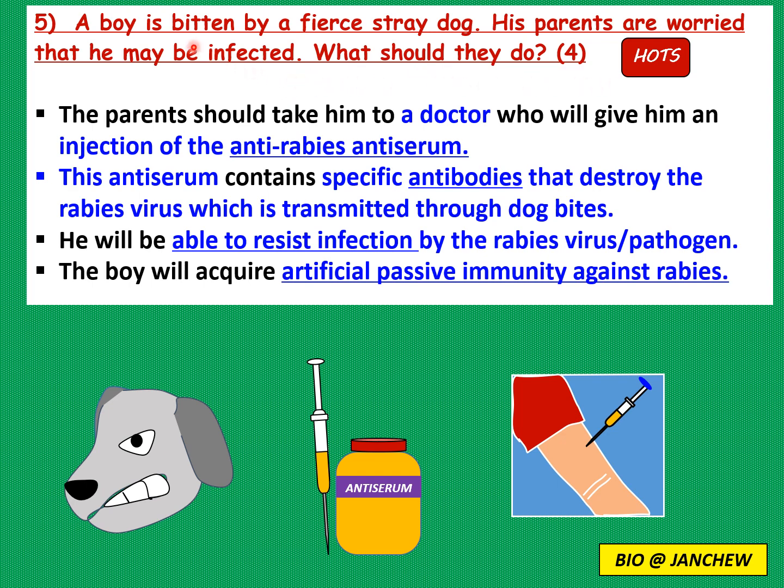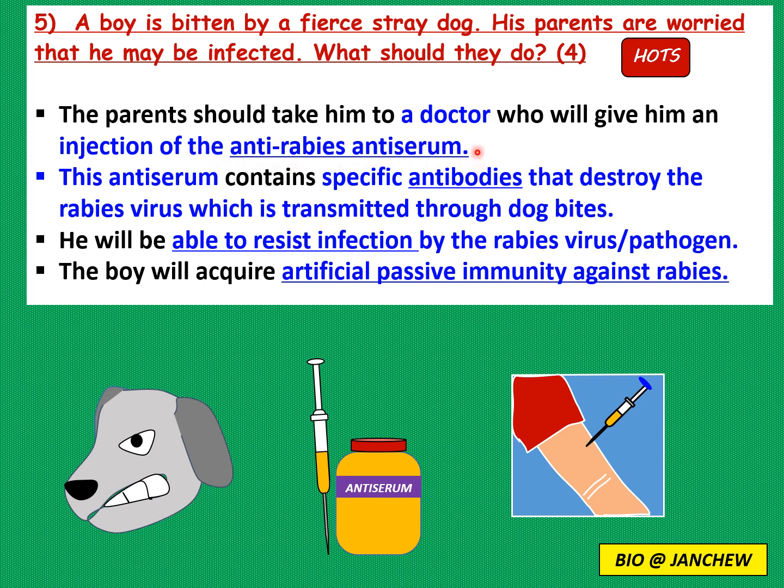So we have to be able to understand what type of immunity can be given for each situation, like when the boy is bitten by a fierce stray dog or bitten by a snake, for example. Is he going to be given a vaccine? No, because for a vaccine, the production of antibodies will be too slow to help him in case he's already infected. So the parents should take him to a doctor who will give him an injection of the anti-rabies anti-serum.